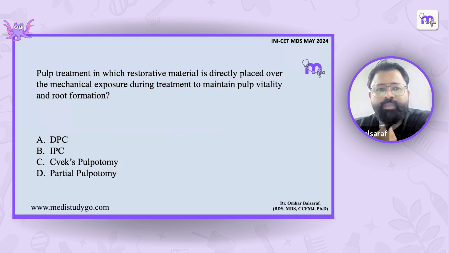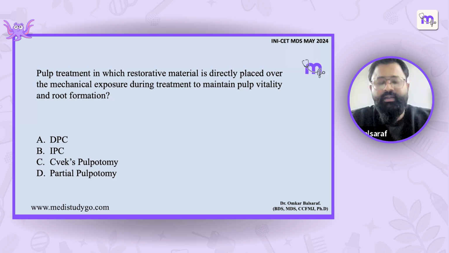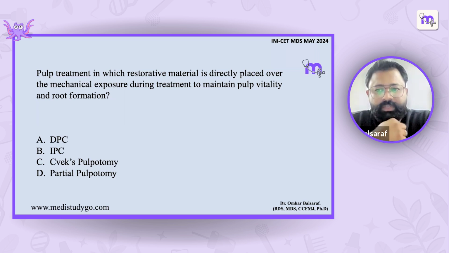Coming to the next question, pulp treatment in which restorative material is directly placed over the mechanical exposure during treatment to maintain pulp vitality and root formation. So pulp treatment in which restorative material is directly placed over the mechanical exposure during treatment to maintain pulp vitality and root formation. A being direct pulp capping, B being indirect pulp capping, C being Swex pulpotomy, and D being partial pulpotomy. Here we have to analyze all the options rightly.